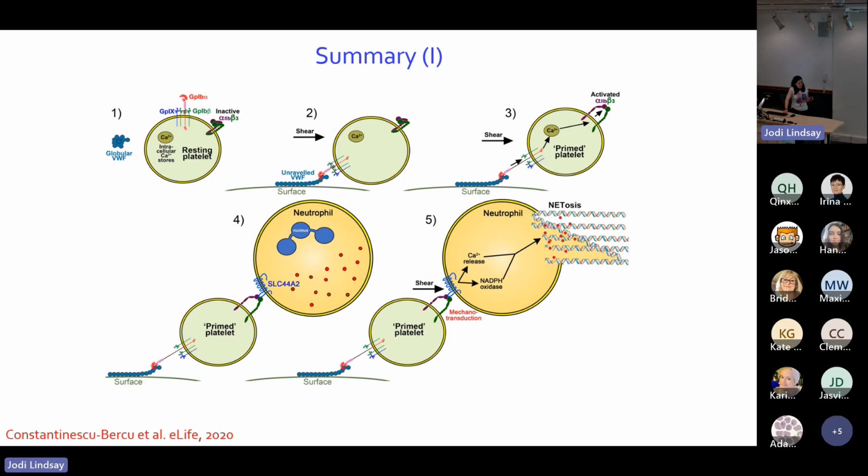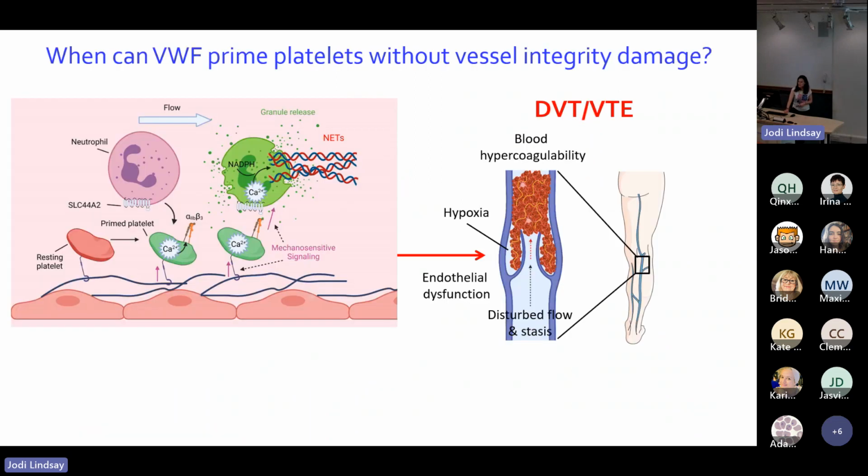So to summarize the first part of my talk, what I've shown you is that when VWF unravels on top of a cell surface, platelets can bind to the VWF A1 domain via GP1B alpha. This triggers intracellular calcium signaling, leading to the activation of alpha-2b beta-3. And you have recruitment of neutrophils via SLC44A2 under flow. And this triggers NET formation. So we hypothesized that this could be a very important interaction for the initial event leading to DVT.